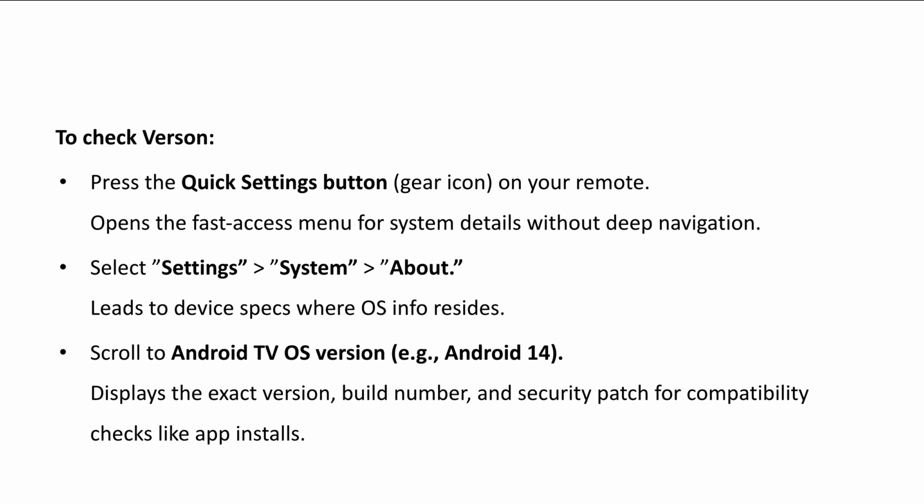To check version, press the quick settings button, the gear icon on your remote, then open the fast access menu for system details without deep navigation. Select settings, then system, then about. Leads to device specs where OS info resides. And scroll to Android TV OS version. Example Android 14. Display the exact version, build number and security patch for compatibility checks like app installs.